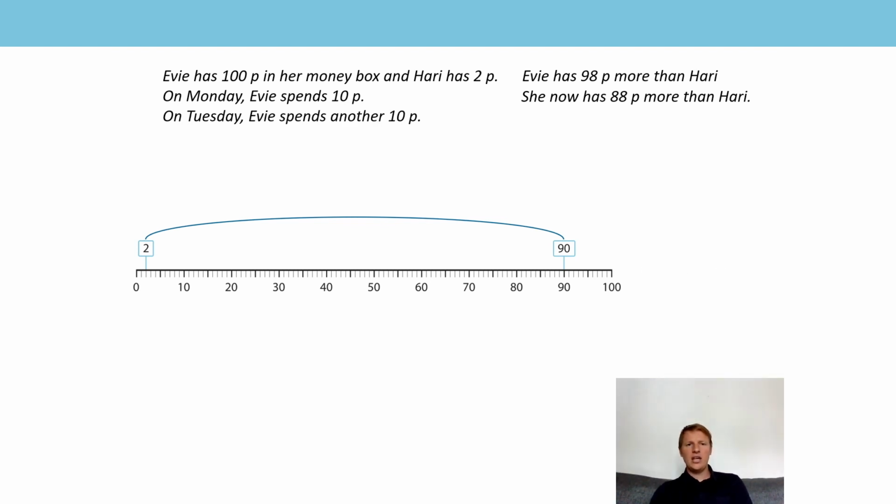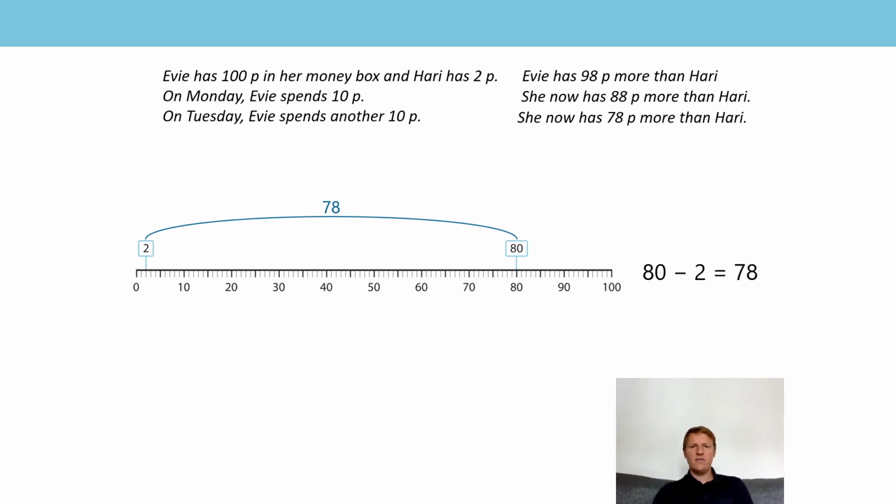On Tuesday, Evie spends another 10 pence. What's going to happen this time? Can you picture it in your mind? Watch. The amount that Evie has is decreased by 10. So what would our calculation be now? 80 subtract 2 is equal to, what's the difference? 78. So I can complete my calculation. 80 subtract 2 is equal to 78. She now has 78p more than Harry.